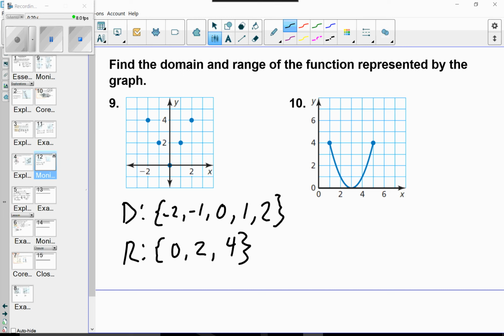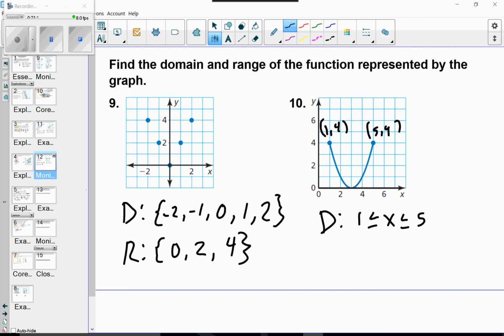Okay, well, those points were not connected. They are connected for number 10. So we're going to have to do number 10 differently than we did number 9. So for domain, my smallest x value for this particular problem is 1, because I do have a point here that's at 1, 4. And over here I have a point that is 5, 4. So my smallest x is a 1. So I'm going to go from 1 less than or equal to x is less than or equal to 5. So my x's are going to go between 1 to 5.